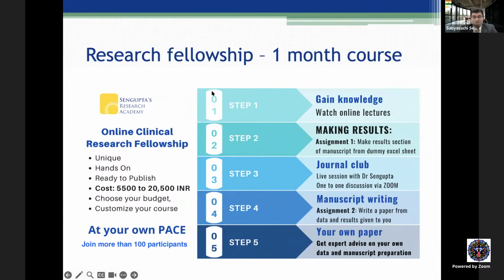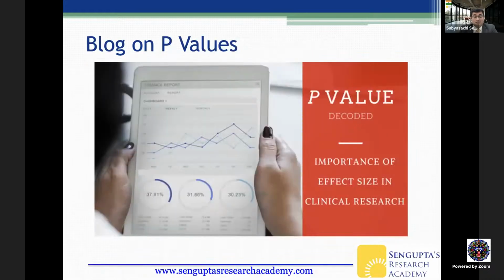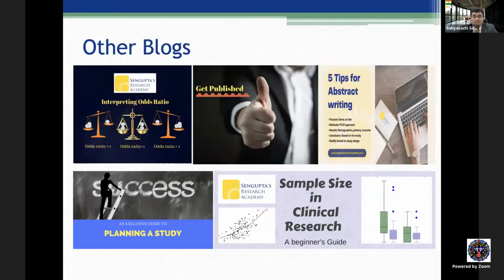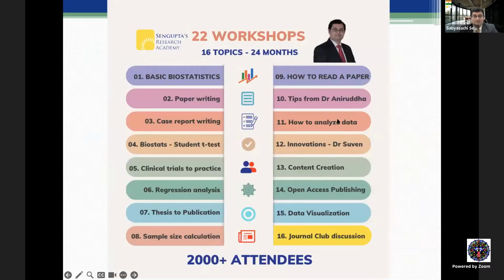If some of you are interested, you can pursue this as well. There are very interesting blogs on the Academy website, which talk about p-values, regressions, thesis to journal articles, which may be very important for residents. Others like odds ratios, and how to write good abstracts and others, right? So this is something that we do every month.